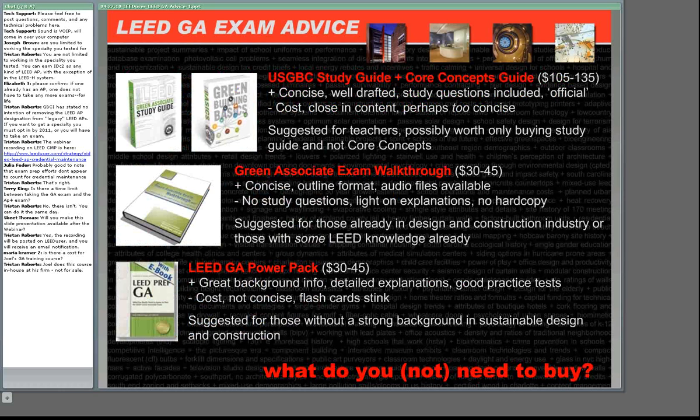They're concise, they're well drafted, they have great images, and they are official. They're the only things you can find from the USGBC or GBCI. They're more expensive. I think the LEED Core Concepts Guide is $30 or $40, and the Green Associate Guide is somewhere like $70 or $80. The range in cost is based on whether or not you're a USGBC member.